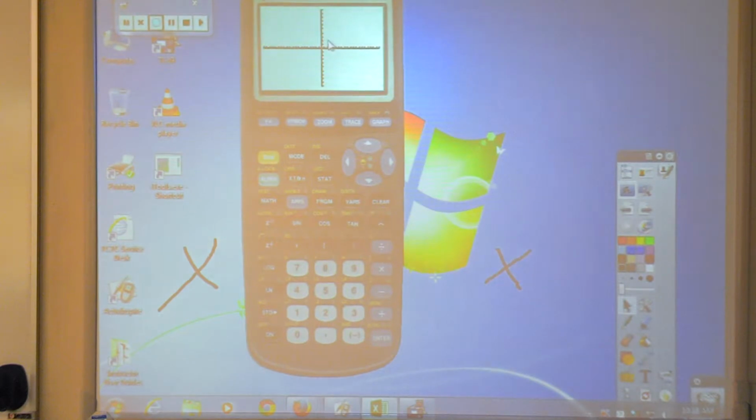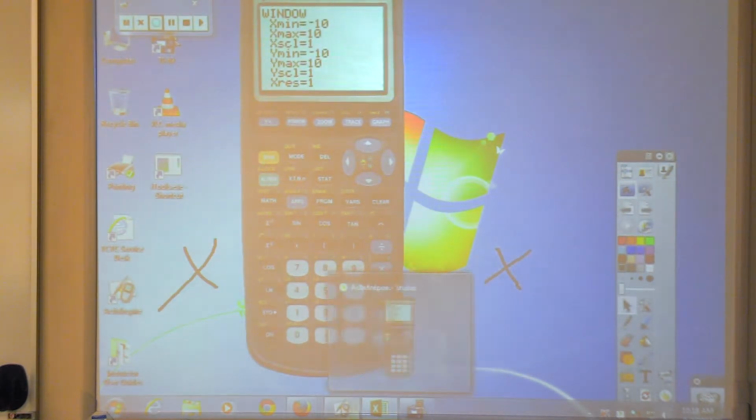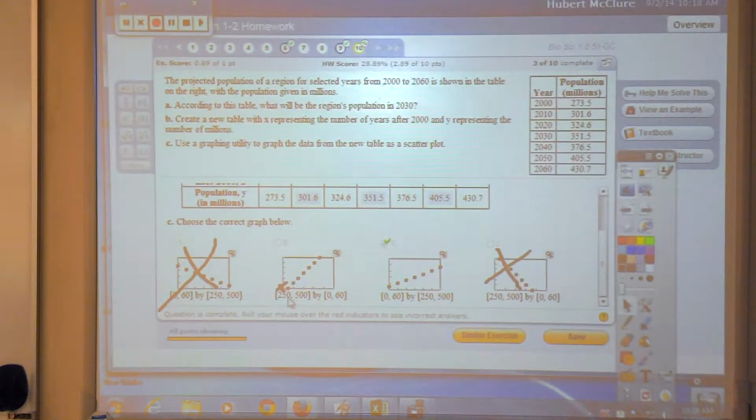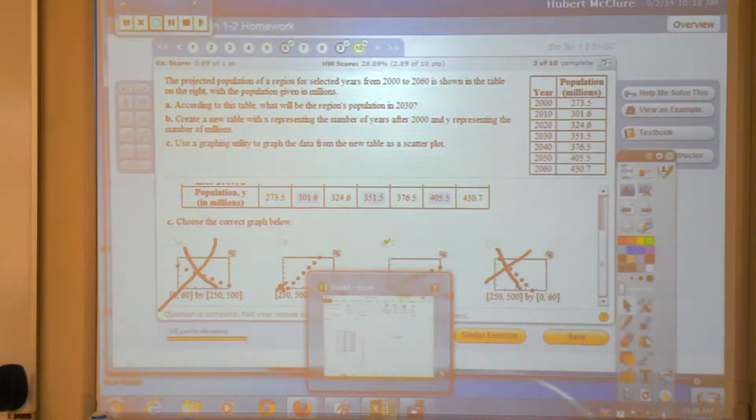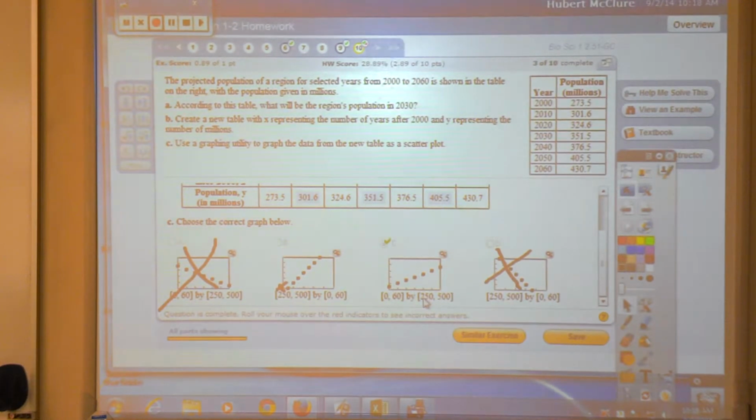Now, you notice you don't see anything. So you hit zoom 6. Maybe we can get it there. So you still can't get anything. So then you go to window and you need to put in some numbers for the window. Now, in the problem, it gives you a hint. It says window needs to be 0 to 60 and 250 by 500. That's your X min, X max. This is your Y min, Y max. So 0 to 60, 250, 500.